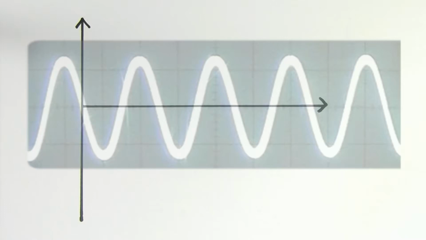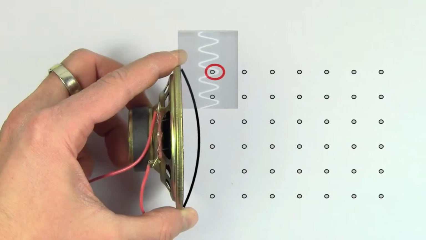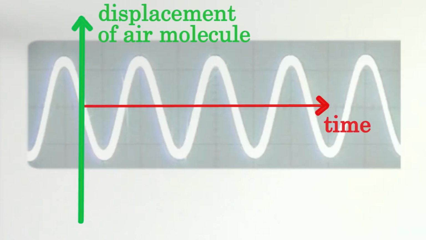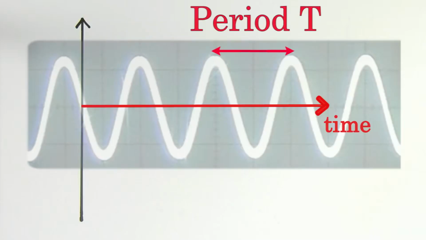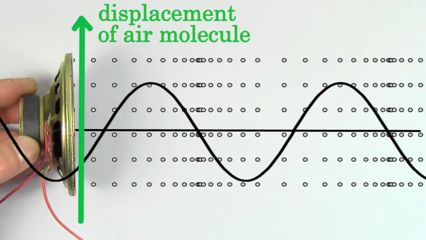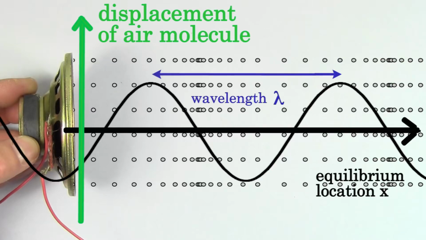So be careful, for a sound wave, a displacement versus time graph represents what that particular air molecule is doing as a function of time. And on this type of graph, the interval between peaks represents the period of the wave. But a displacement versus position graph represents a snapshot of the displacement of all the air molecules along that wave at a particular instant of time. And on this type of graph, the interval between peaks represents the wavelength.